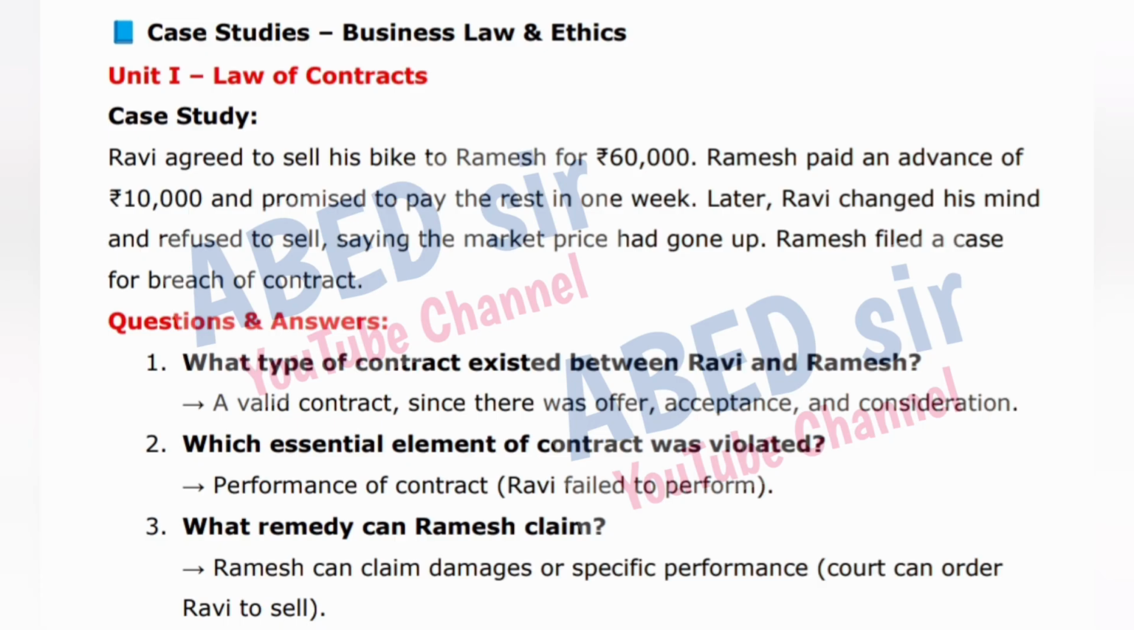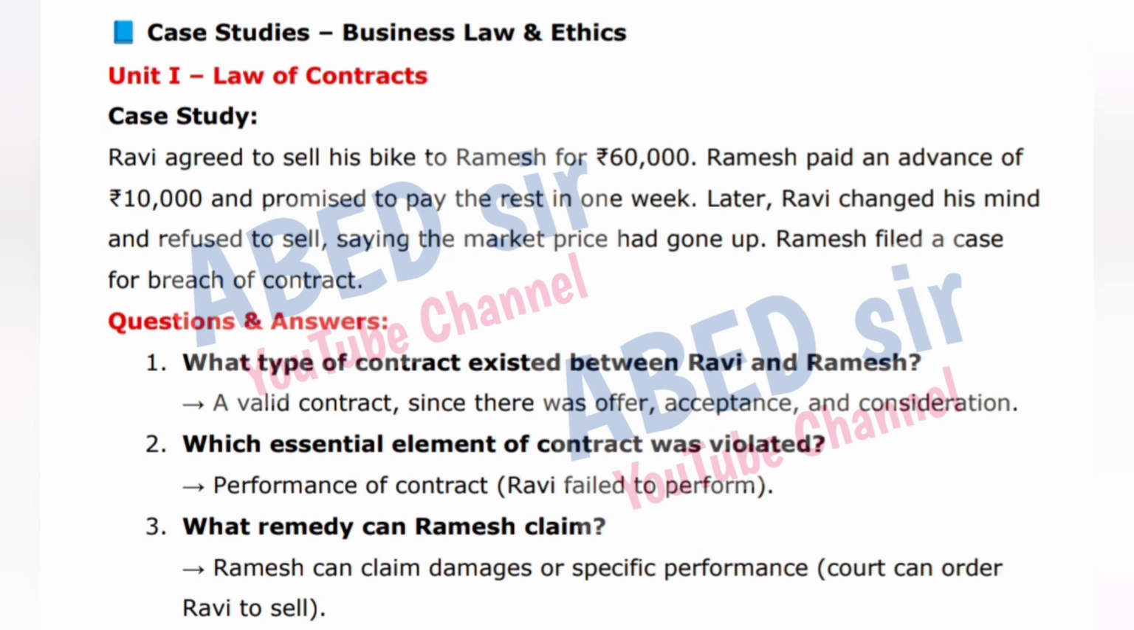Case study. Ravi agreed to sell his bike to Ramesh for 60,000 rupees. Ramesh paid an advance of 10,000 rupees and promised to pay the rest in 1 week. Later, Ravi changed his mind and refused to sell, saying the market price had gone up. Ramesh filed a case for breach of contract. Questions and answers.